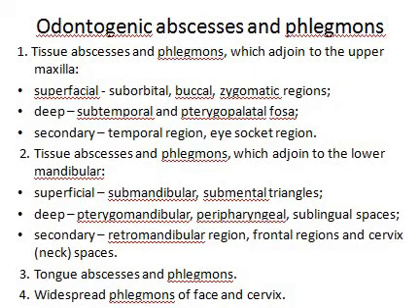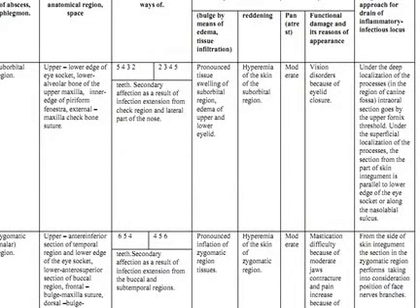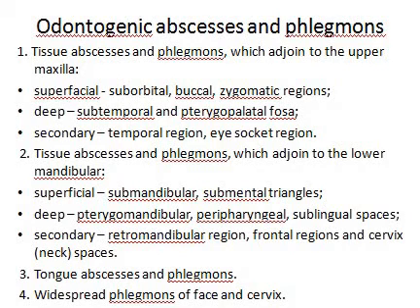Also, phlegmons and abscesses can adjoin the lower mandible. They can also be superficial, deep, and secondary. Superficial are the submandibular and submental triangles. Deep are the pterygomandibular, peripharyngeal, and sublingual spaces. And secondary are the retromandibular region, frontal region, and neck spaces. Then there are phlegmons and abscesses of the tongue, and widespread phlegmons of the face and neck.